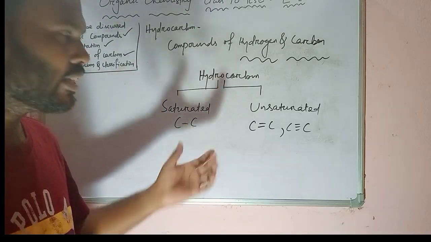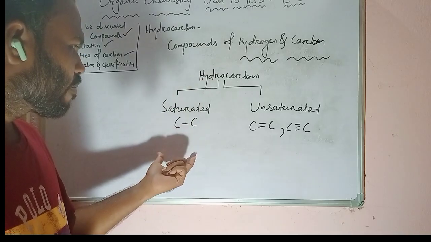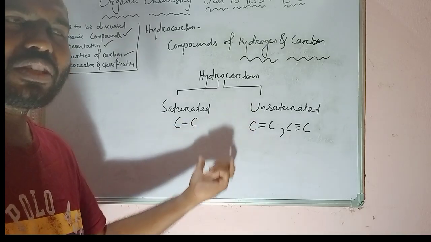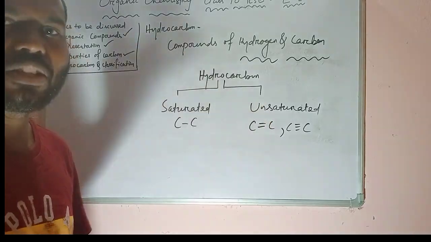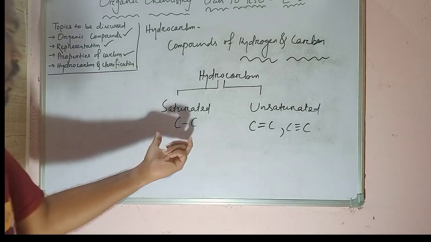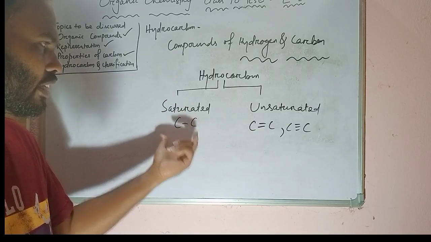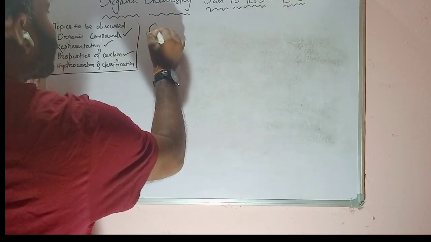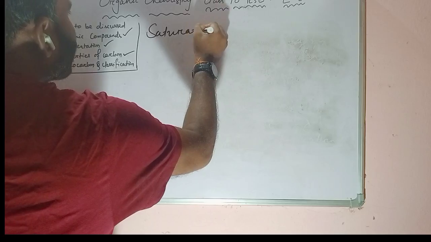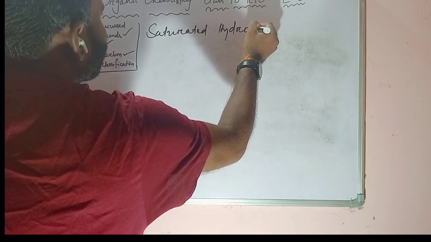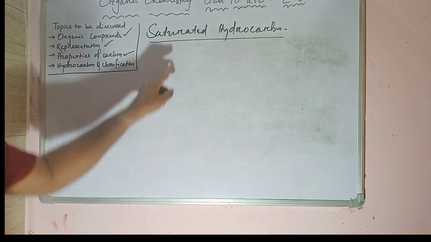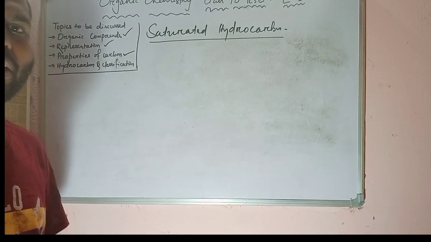Actually, I am defining these things in a very simple manner, and only what is needed for our exams. So these things are necessary, not cyclic, alicyclic, aliphatic, those things are not necessary. Now we'll be discussing saturated hydrocarbons, then unsaturated hydrocarbons. Saturated hydrocarbon, as I have mentioned already, the presence of a single bond between two carbon atoms, is known as saturated hydrocarbon.